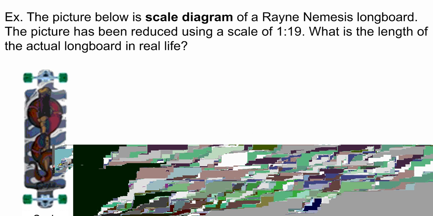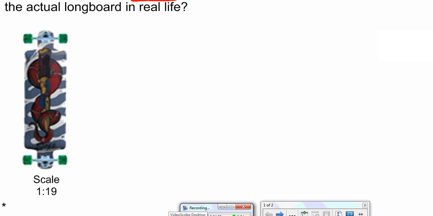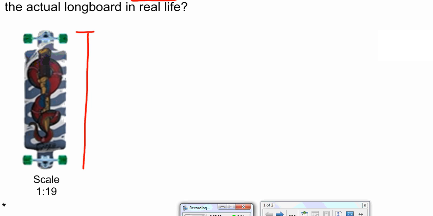All right, it says the picture below is a scale diagram of grain nemesis longboard. The picture has been reduced using a scale of 1 to 19. What is the length of the board in real life? So the first thing we need to do is we actually need to measure what length we have in our drawing. So you're going to measure from the top to the bottom. And when you measure this on your paper, you should get about 3.8 centimeters.